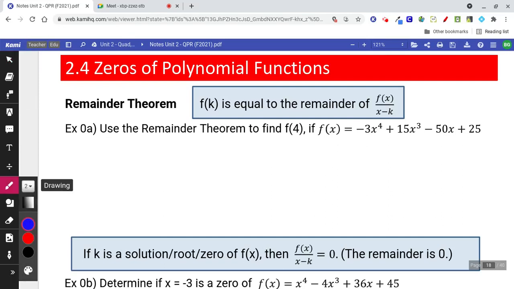2.4, zeros of polynomial functions. We start off with something called the remainder theorem. f of k is equal to the remainder of f of x divided by x minus k. This we usually call a factor, where k is a zero. So there's going to be this relationship between zeros and factors, and we're going to see it over and over and over again. So what I'm really trying to do is divide that function by the factor.